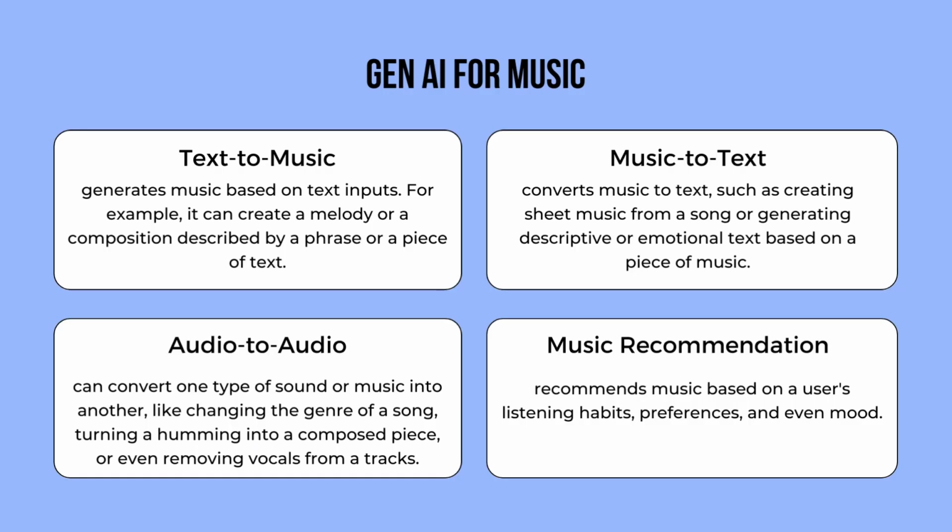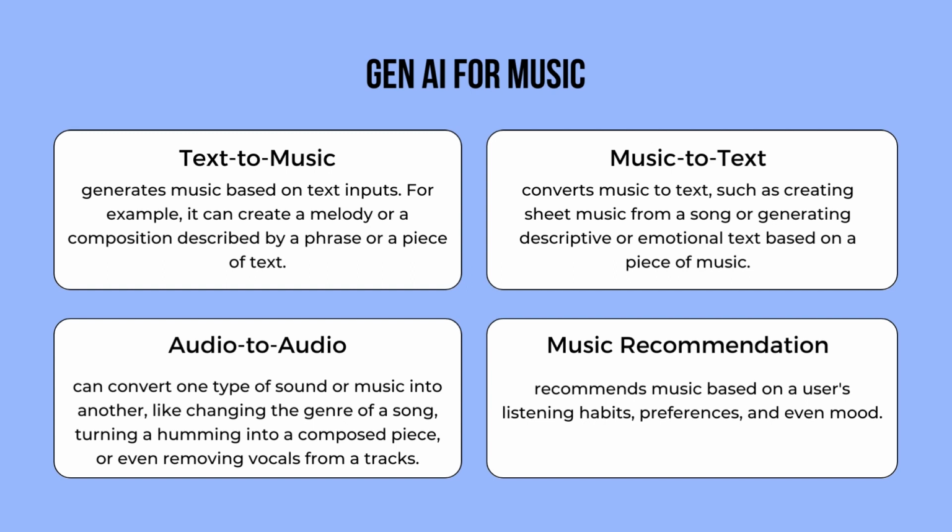We have text to music. These models can generate music based on text inputs. For example, they can create a melody or a composition described by a phrase or a piece of text. Music to text. On the other hand, AI can also convert music to text, such as creating sheet music for a song or generating descriptive or emotional text based on a piece of music.